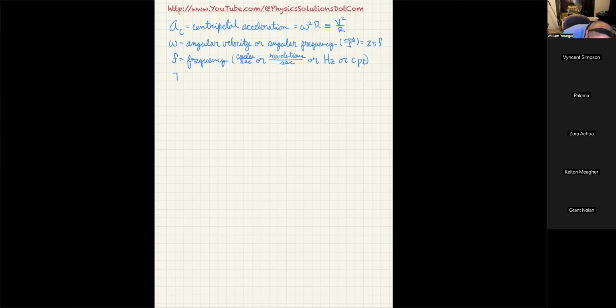And then T is the period, the period of rotation, of revolution, of oscillation.